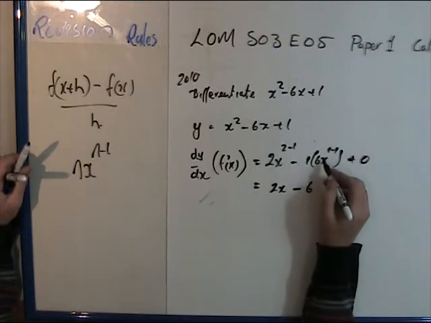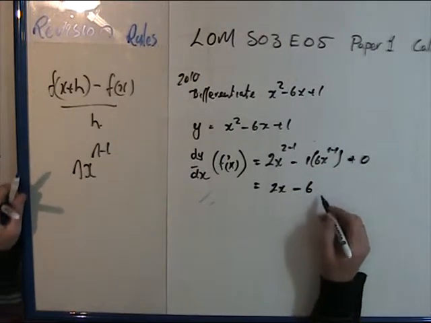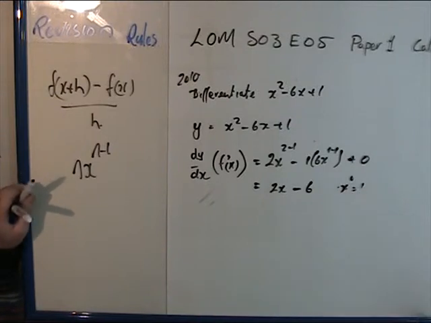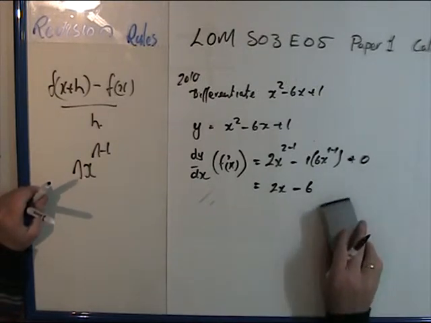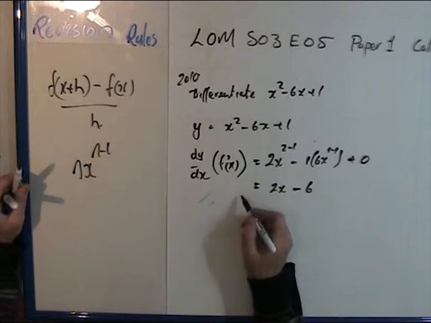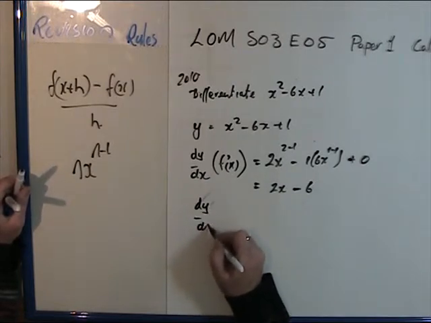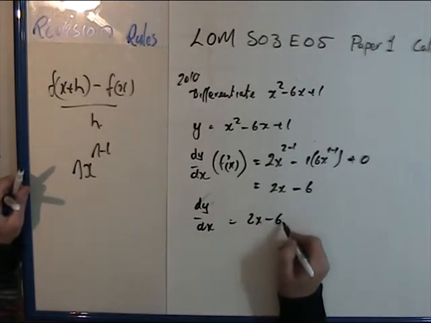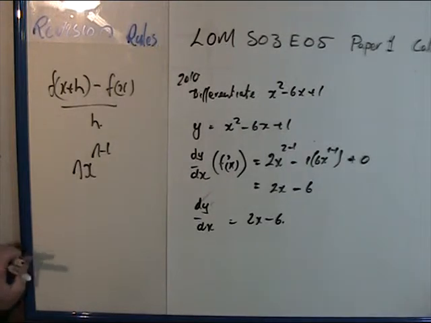So that becomes 2x minus 6, because x to the power of 0 is equal to 1. So it's minus 6 times 1, which is minus 6, and that is it. That's the answer: dy dx is 2x minus 6. So that's by rule.